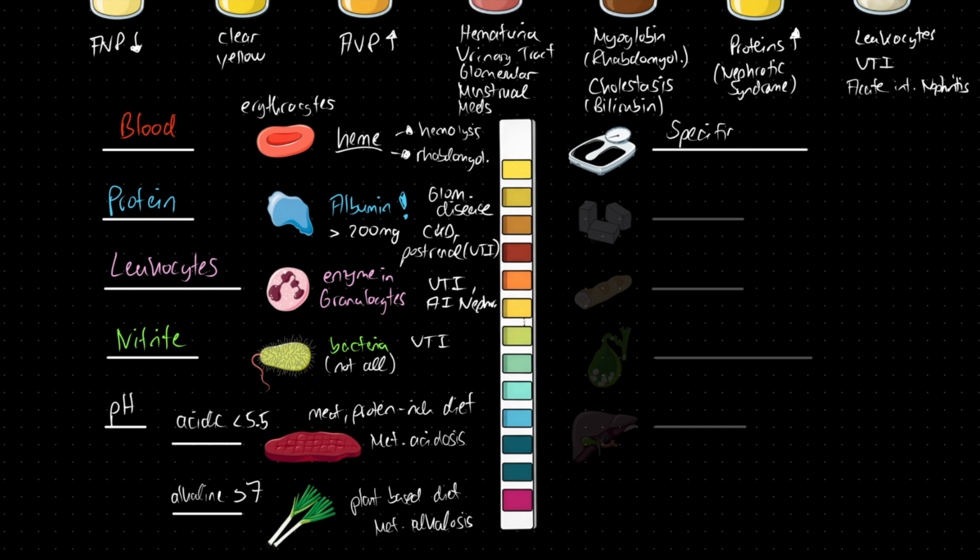The next parameter is specific gravity. This tells you how concentrated or dilute the urine is. The normal range is approximately 1.01 to 1.03. A higher specific gravity means the urine contains more dissolved particles and is therefore more concentrated. This is called hypersthenuria and commonly occurs with dehydration or severe fluid loss, for example due to diarrhea. Do you remember how highly concentrated urine looks like? It can appear darker yellow or orange, but is still transparent.